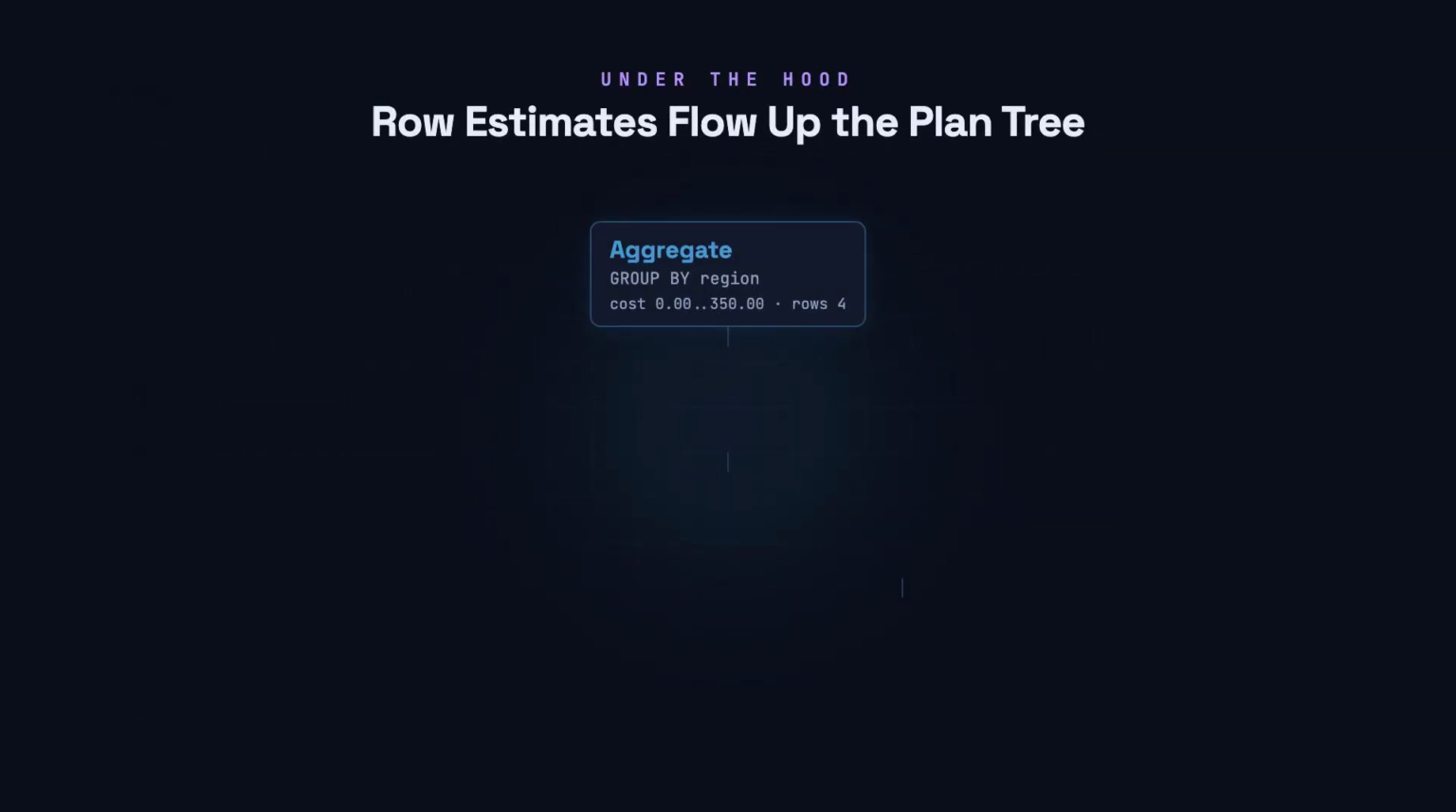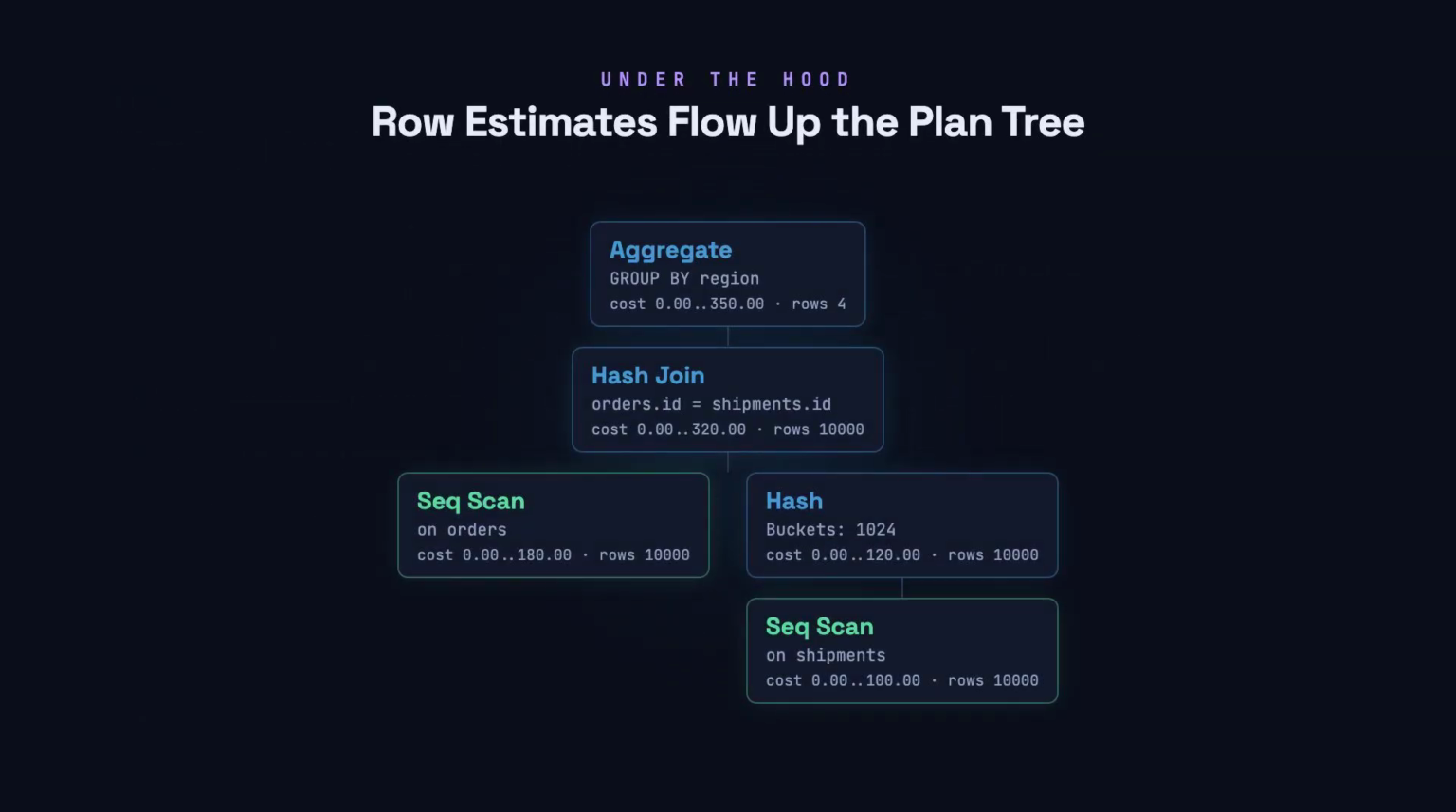Here the planner estimated 48,000 rows from the order scan, sized the hash table accordingly, and chose a hash join. If the real pending orders were 2 million, that hash table would spill to disk, all because the leaf estimate was stale.